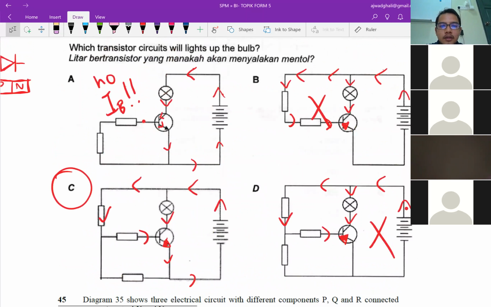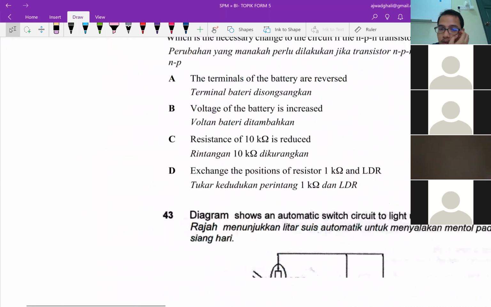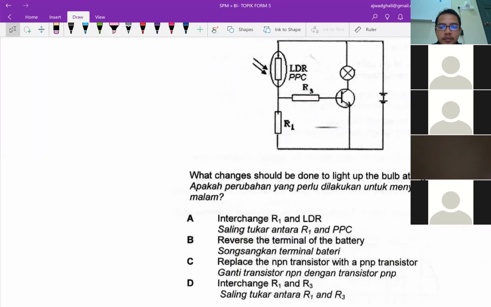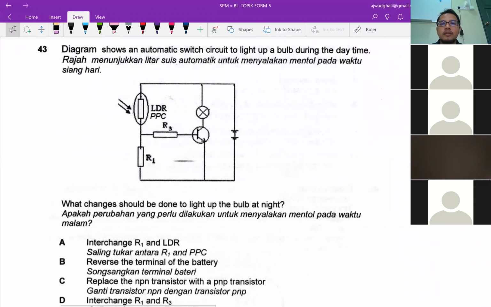Okay, so next is, I want to go to the calculation. Before we go to the calculation, it's like this. Transistor can be used as an amplifier, in the process of amplification, and also used as an automatic switch. Most of the time, it is used as an automatic switch to light up a bulb during the day or night.